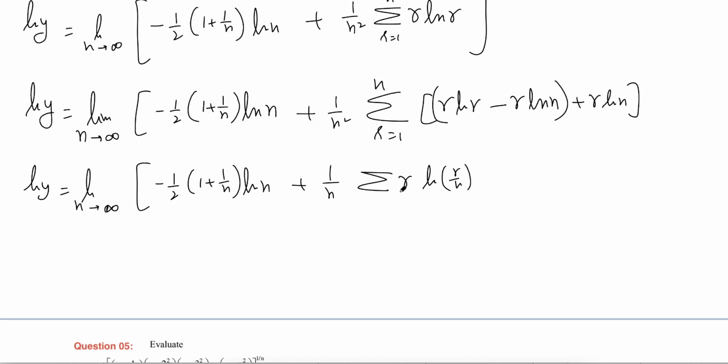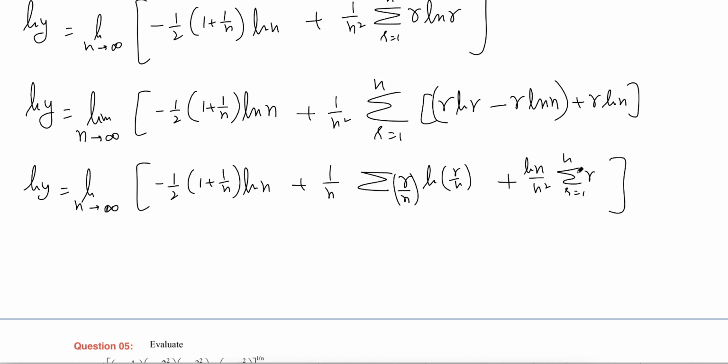Concentrate, otherwise things will disappear. And this is plus 1 by n square, here multiply r by n, 1 by n square sigma r ln n, r varies from 1 to n. If you don't mind, can I take ln n out? Yes, I can take ln n out. Because that does not contain r. So ln n out.